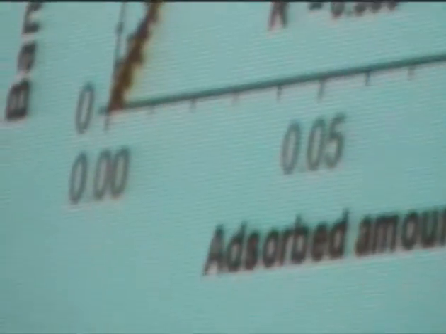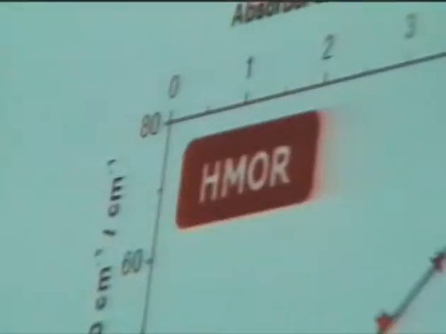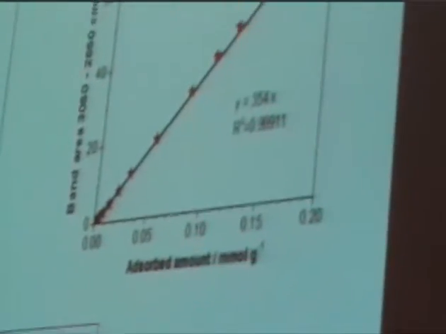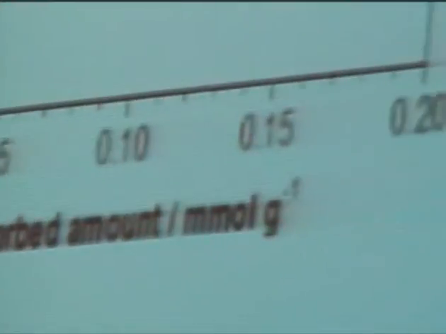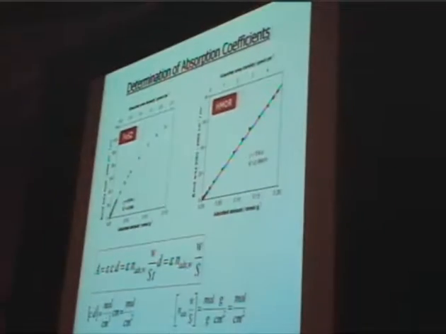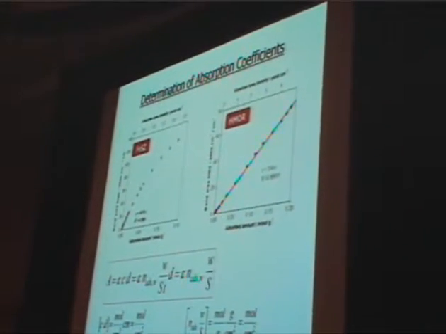You see the initially linear and then are veering off. We do see that here for the H-mordenite, we have a much wider range of a linear correlation. This is actually what we expect also because of the homogeneity of the sites on the H-mordenite. Now let's look at the values that we get for the extinction coefficients.